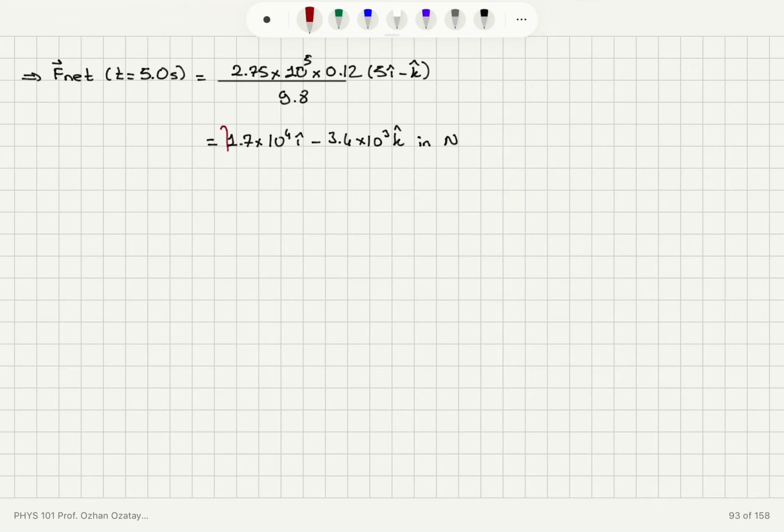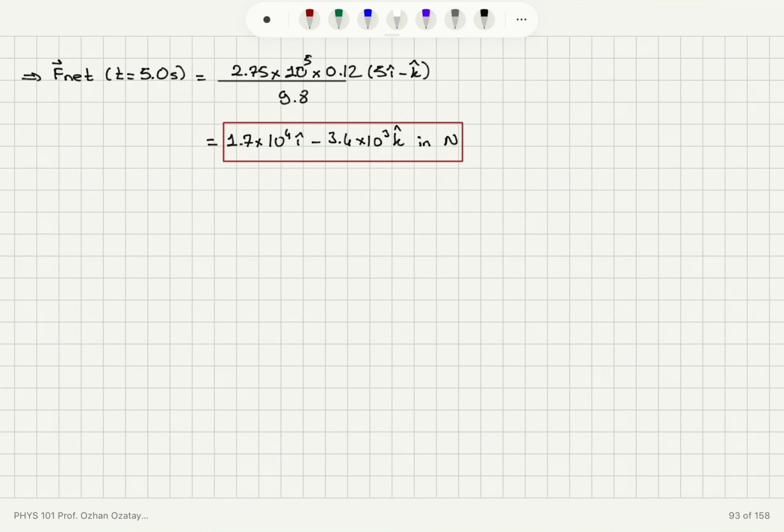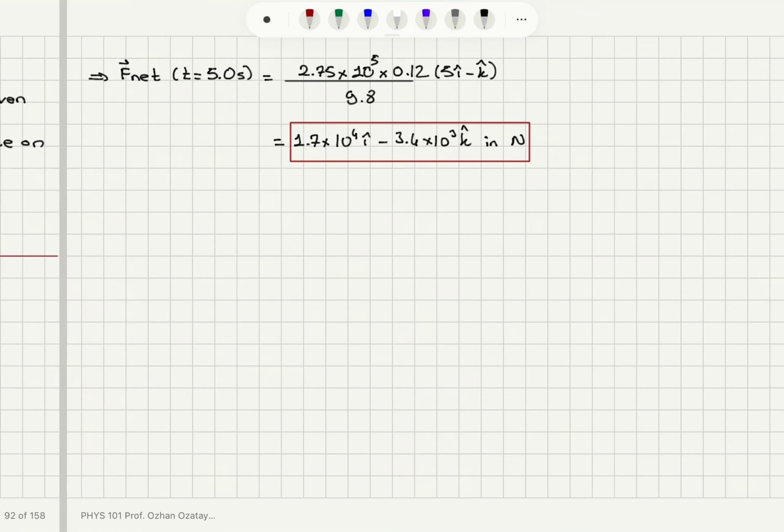So the net force vector is given by this expression. As you can see, when it says to calculate the net force, I need to know the net force vector because it has a magnitude and direction. So it can be written in terms of the unit vectors i hat, j hat, and k hat this way.